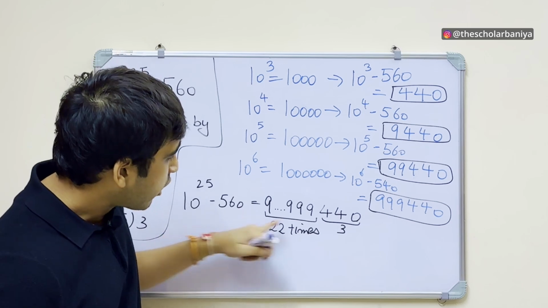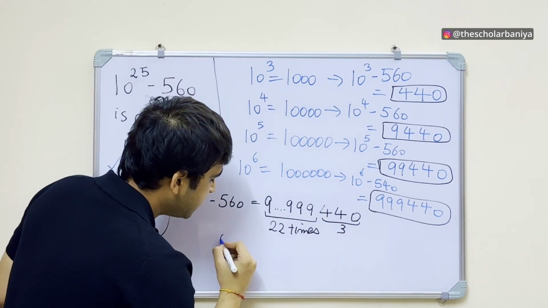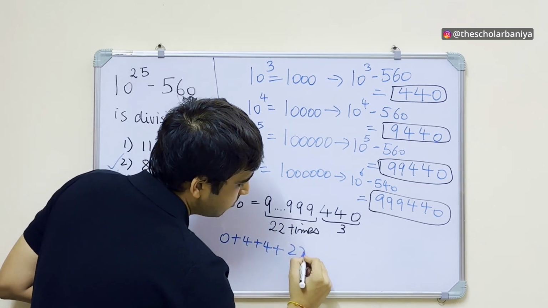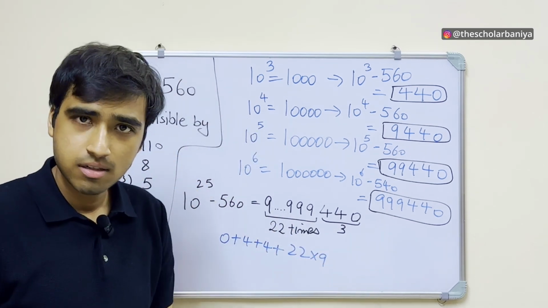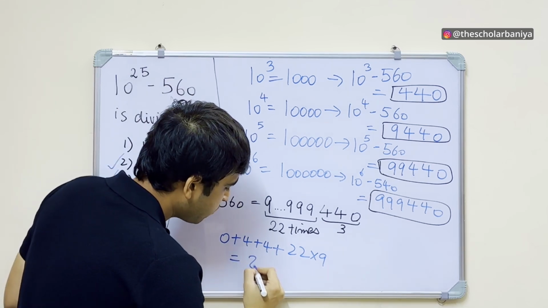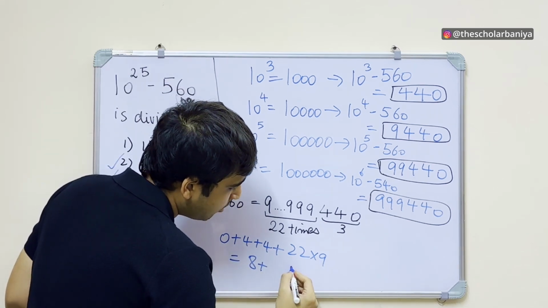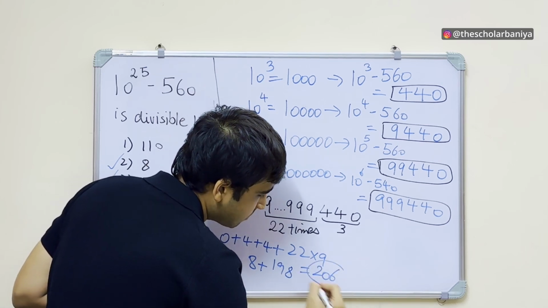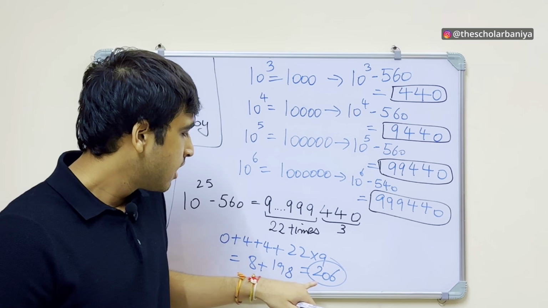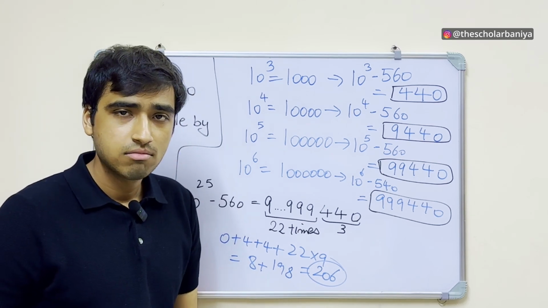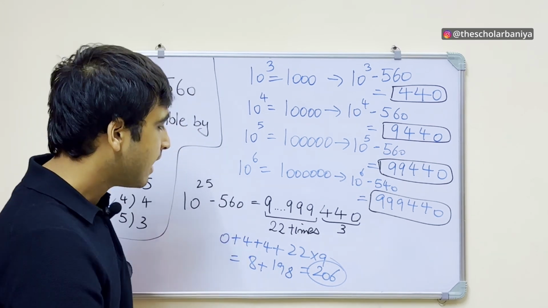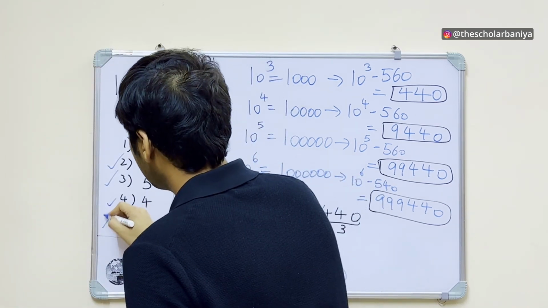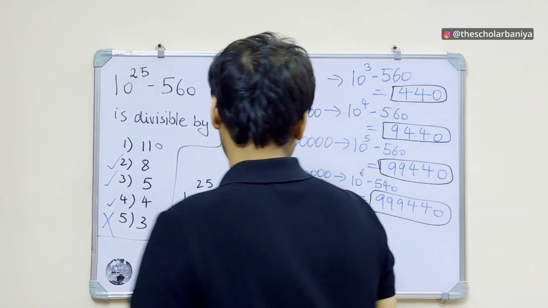So over here, what will be the sum of digits? The sum of digits will be 0 plus 4 plus 4 plus 22 into 9. I hope this should be very clear, right? So this will be how much? 4 plus 4 is 8, plus 22 into 9. 9 twos are 18, so 198. This gives us 206. Is 206 divisible by 3? 206 is not divisible by 3. That means this entire number is not divisible by 3. So this option is completely wrong.